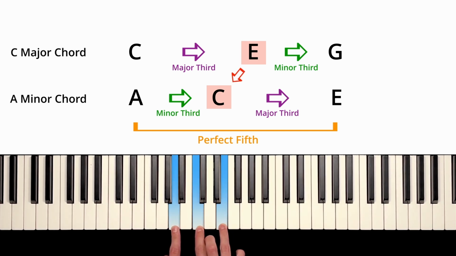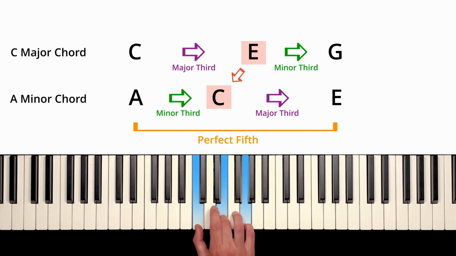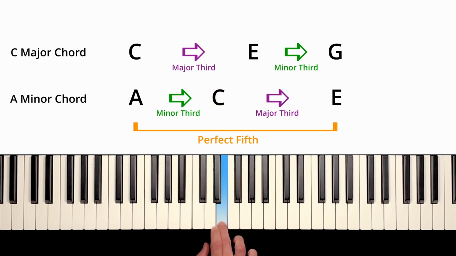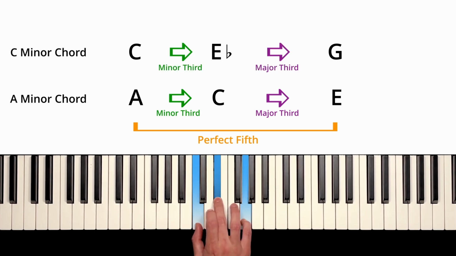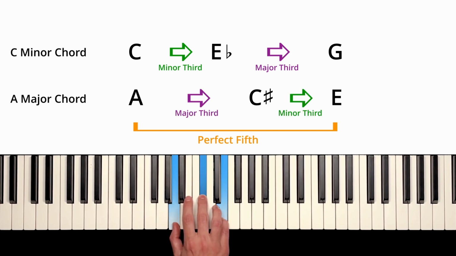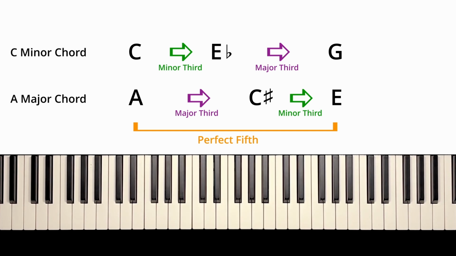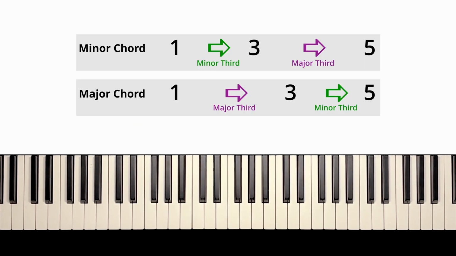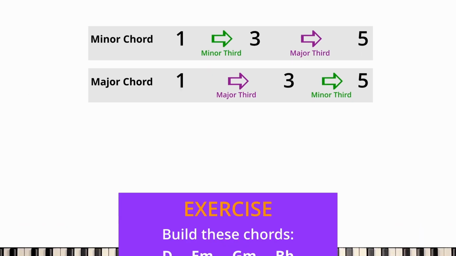So, if we want to turn our C major chord into a C minor chord, all we have to do is lower the third from E to E flat. Likewise, we can transform our A minor chord into an A major chord by simply raising the middle note from C to C sharp. With this formula, you can now build any major or minor chord. So why don't you try to figure out the following chords yourself?